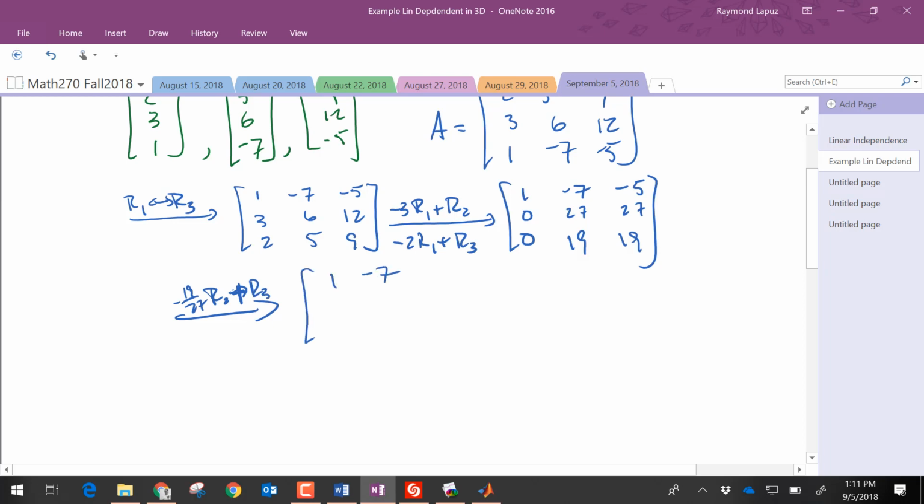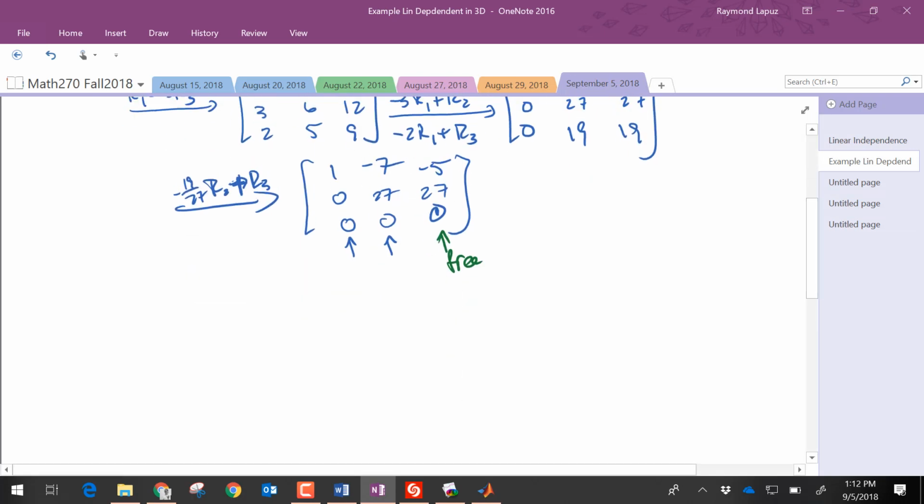1, -7, -5, 0, 27, 27, 0, 0, 0. So here I have a pivot column on the first and second one, and then I have a free variable on the last column. That tells me that I don't have a set of linearly independent vectors. So these vectors are dependent.